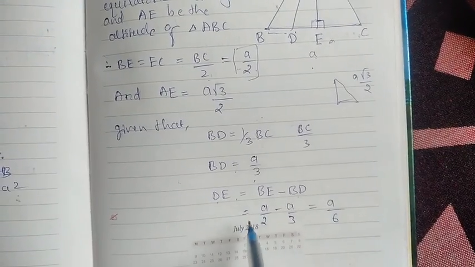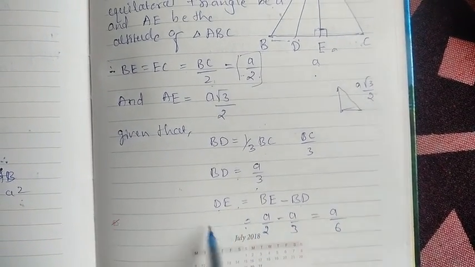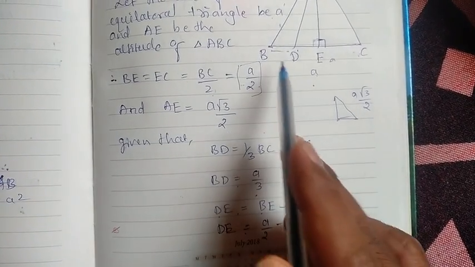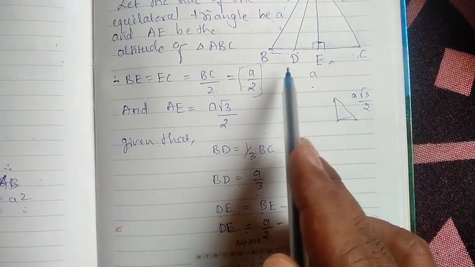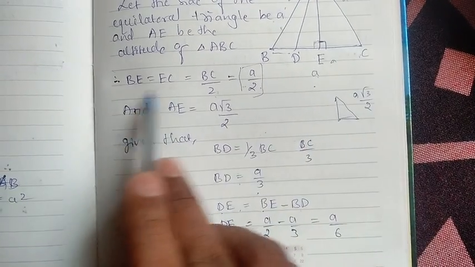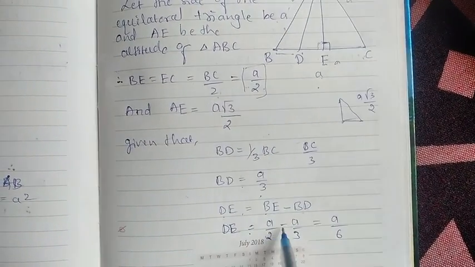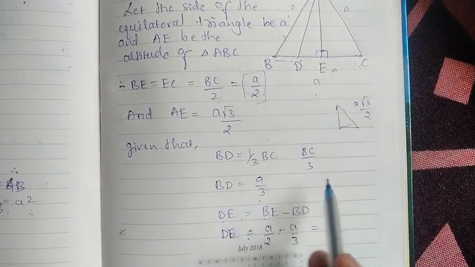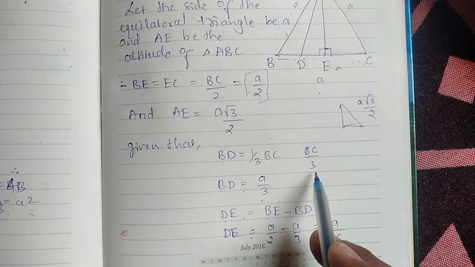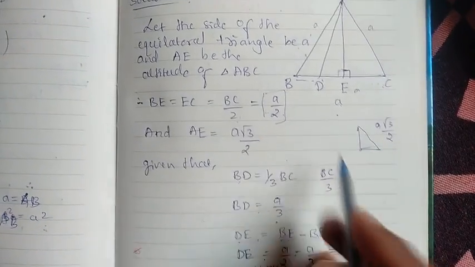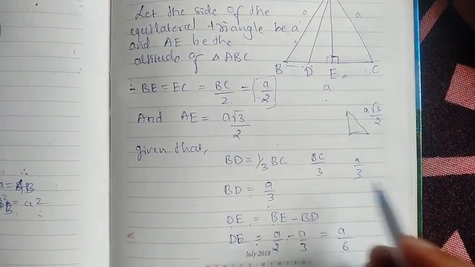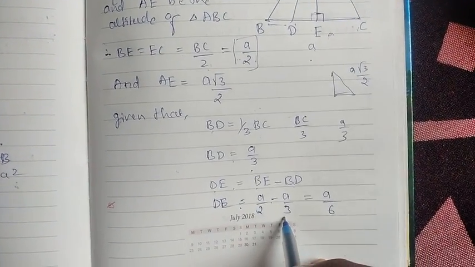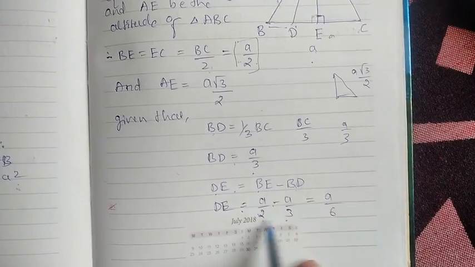Now substitute the values. DE is equal to BE minus BD. BE is equal to A by 2 minus BD. Now BD is BC by 3, and BC is the side of the equilateral triangle, so BD is A by 3, correct? I hope you understood. Now find the LCM.